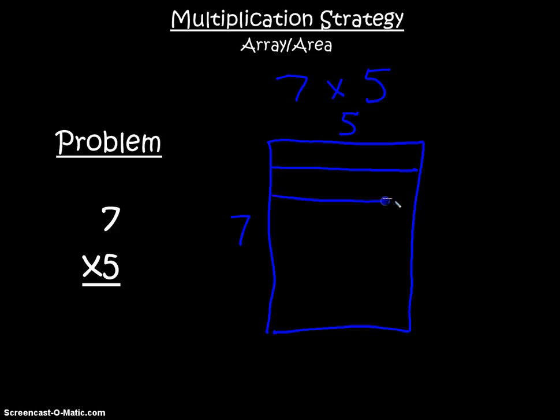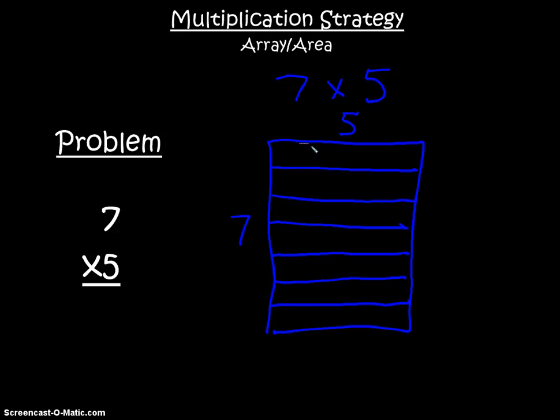1, 2, 3, 4, 5, 6, 7. Now notice I only had to divide this with 6 lines to make 7 squares, because we're counting the space in between, because the area is how much space this rectangle takes up. So we have 1, 2, 3, 4, 5, 6, 7 rows.